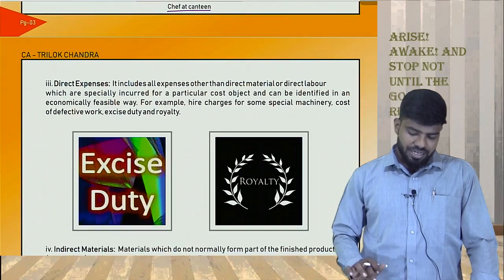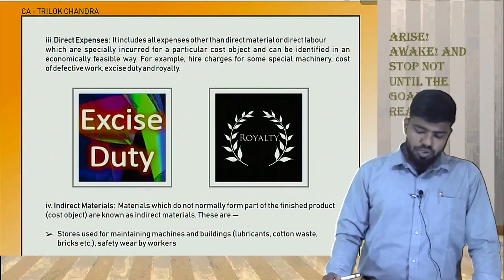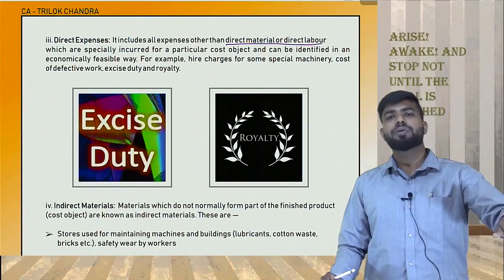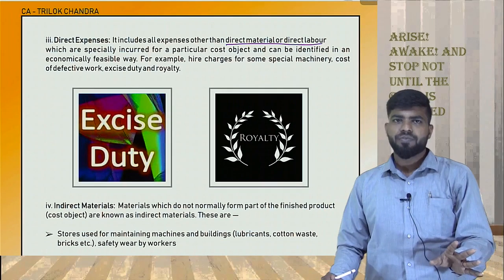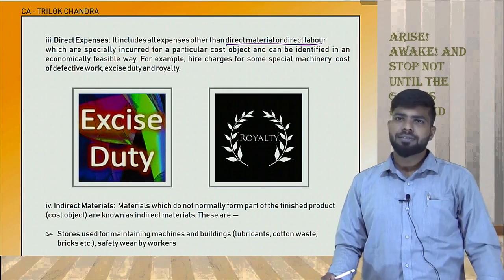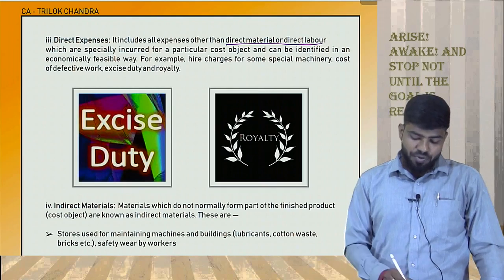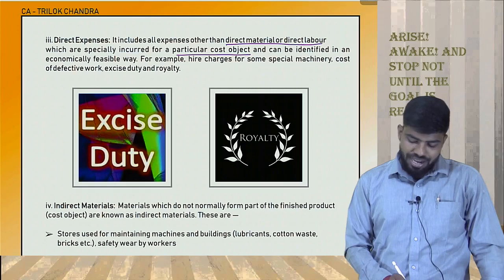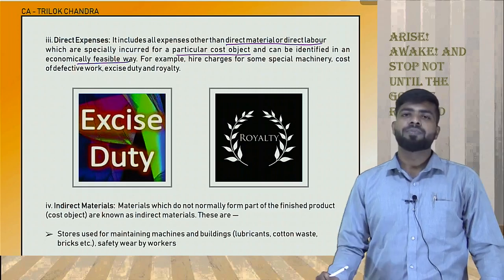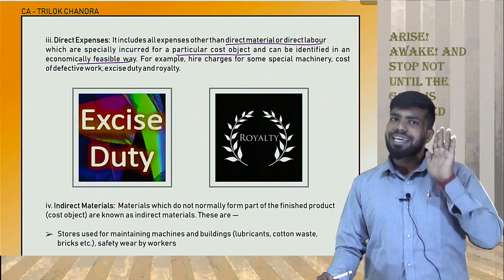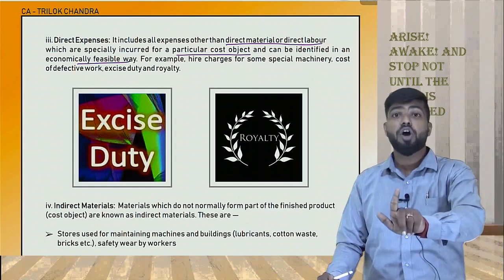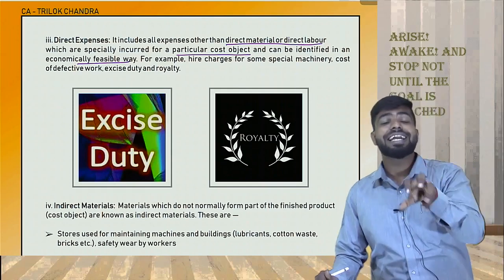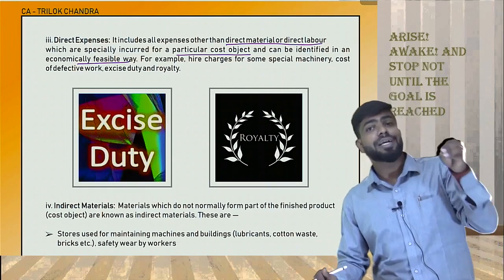Okay, next, direct expenses. It includes all expenses other than direct material and direct labor. Whatever amount we incur other than direct material and direct labor will be considered as direct expenses, but there is a specific condition: they are specially incurred for a particular cost object and can be identified in an economically feasible way. So other than material and labor is called the expense. But what should be considered as direct expense? Because in expenses also we have two types, direct expense and indirect expense. What should be considered as direct expense? The expense which is specifically spent for the product.